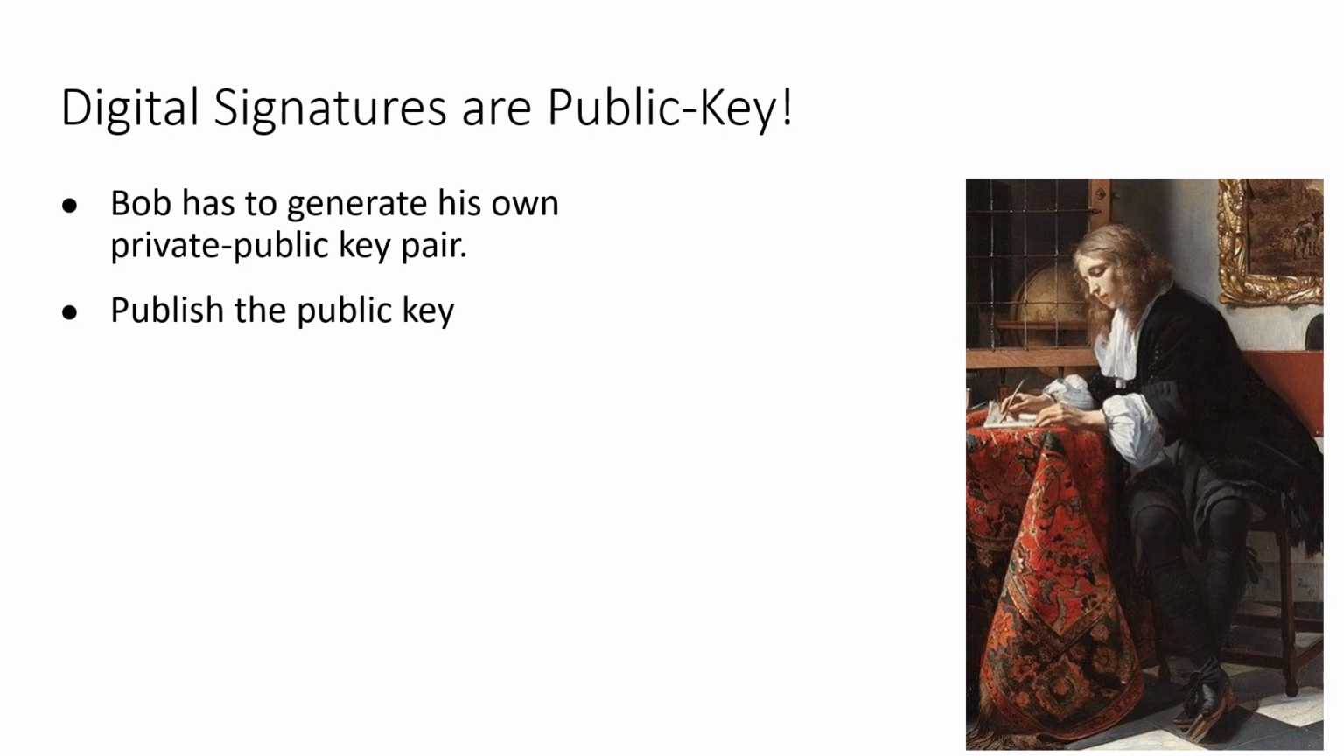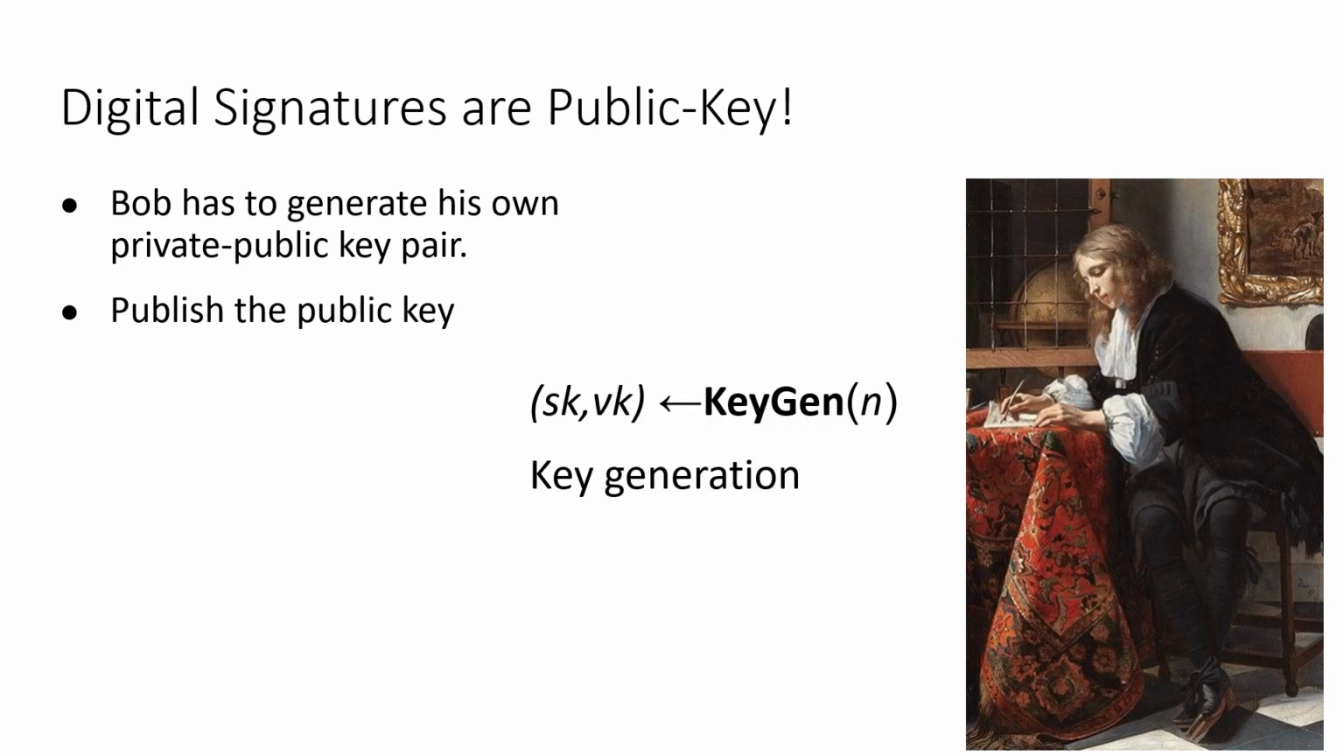The algorithm looks like this. And this is the first time we're actually seeing a little bit of formalism on here. (SK, VK) comes from KeyGen(n). And so KeyGen is the algorithm here. SK here is that private key, also known as the secret key, and VK is the public key, also known as the verification key. The verification key or public key is what gets published. Perhaps Bob nails it onto a bulletin board for everyone to see.